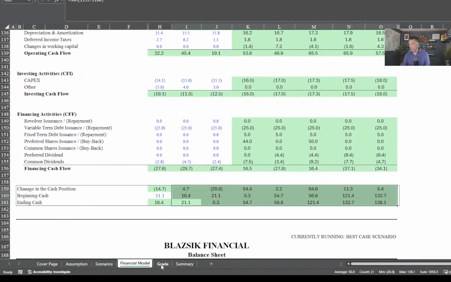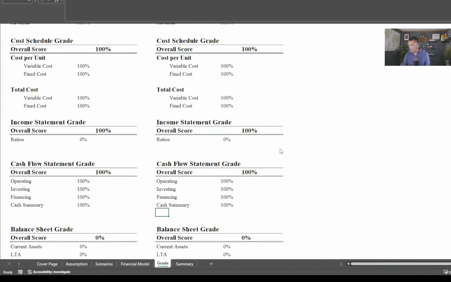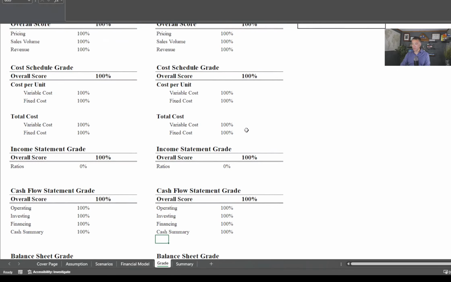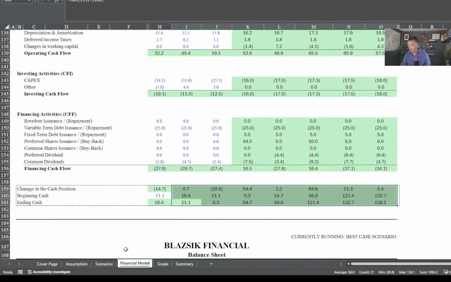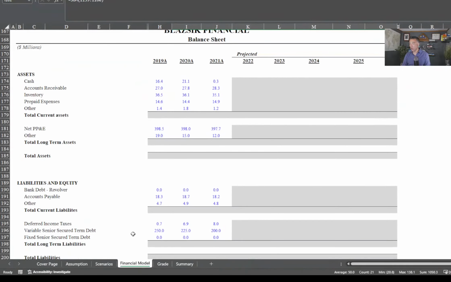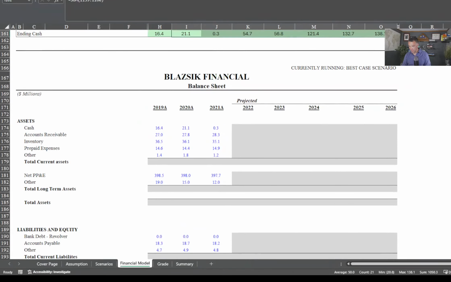I'm going to go to our grade to make sure the income statement, the equations are 100%, the numbers are 100%. You know that because it's green. And then last but not least, we want to get the balance sheet.